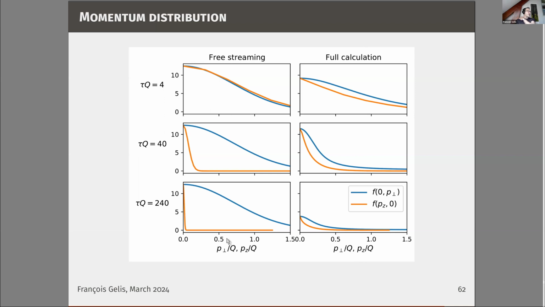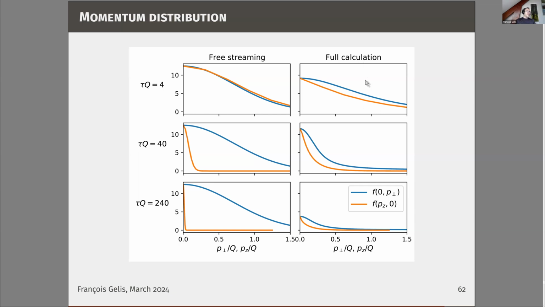So let's start with the column on the left. At early times, in orange you have the distribution in PZ, and in blue you have the distribution in P-perp. At early times, Q tau of order 1, the transverse and longitudinal distributions are roughly the same. It's by design, because we've tuned the initial conditions so that it's like that. But then, as you increase the time, you see that the distribution in P-perp almost doesn't change, and the distribution in PZ is shrinking towards the origin. And this is very well understood. It's just free streaming, which reduces the support of the occupation number like 1 over tau.